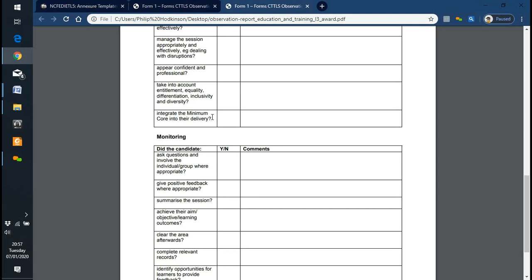Now, if you do that, that's fine. You don't actually have to do that. But a lot of schools do integrate some minimum core into the delivery of a number of subjects, yeah.